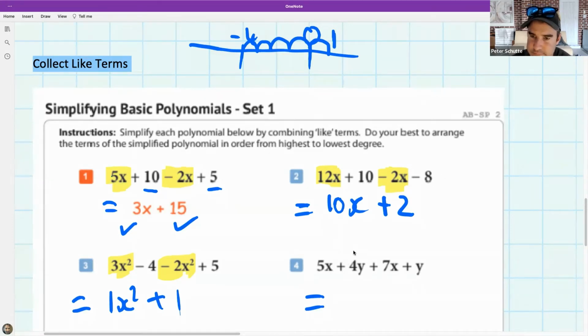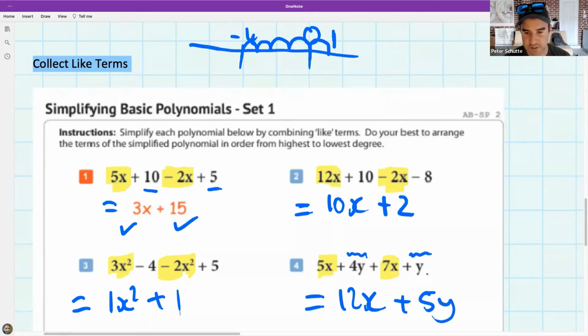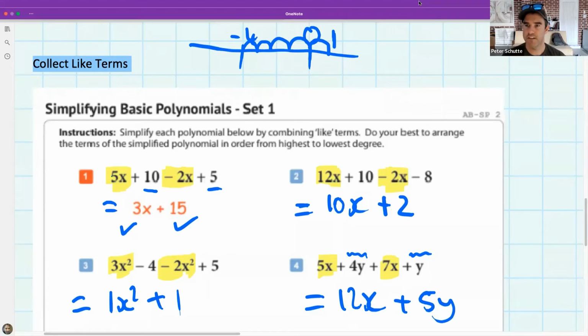Okay, I think the answer for question 4 is 5x plus 7x equals 12x. Perfect. I like that. So 5x and 7x are like terms. You add them together, you get 12x. And the next part? The next part would be 4y plus y equals 5y. Perfect.